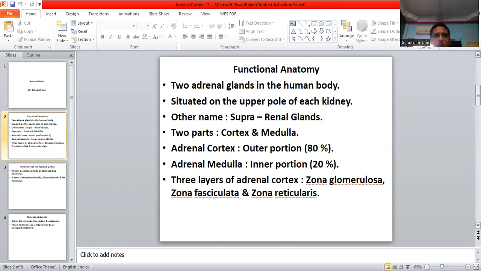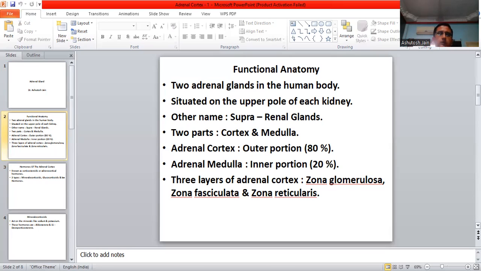The functional anatomy. Kindly note down here, my dear students, that this topic is small but very important. There are two adrenal glands in the human body, situated on the upper pole of each kidney. Other name: suprarenal glands. Two parts: cortex and medulla. Adrenal cortex is the outer portion and constitutes 80% of the gland. Adrenal medulla is the inner portion and constitutes 20%. Three layers of the adrenal cortex: zona glomerulosa, zona fasciculata, and zona reticularis.